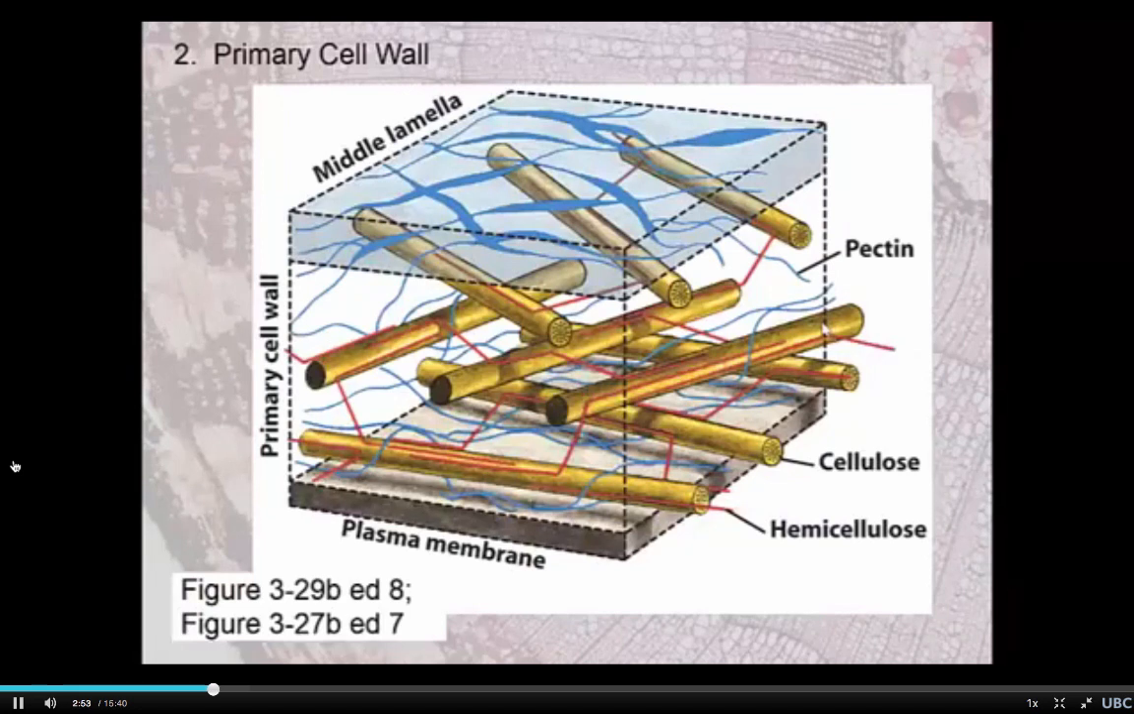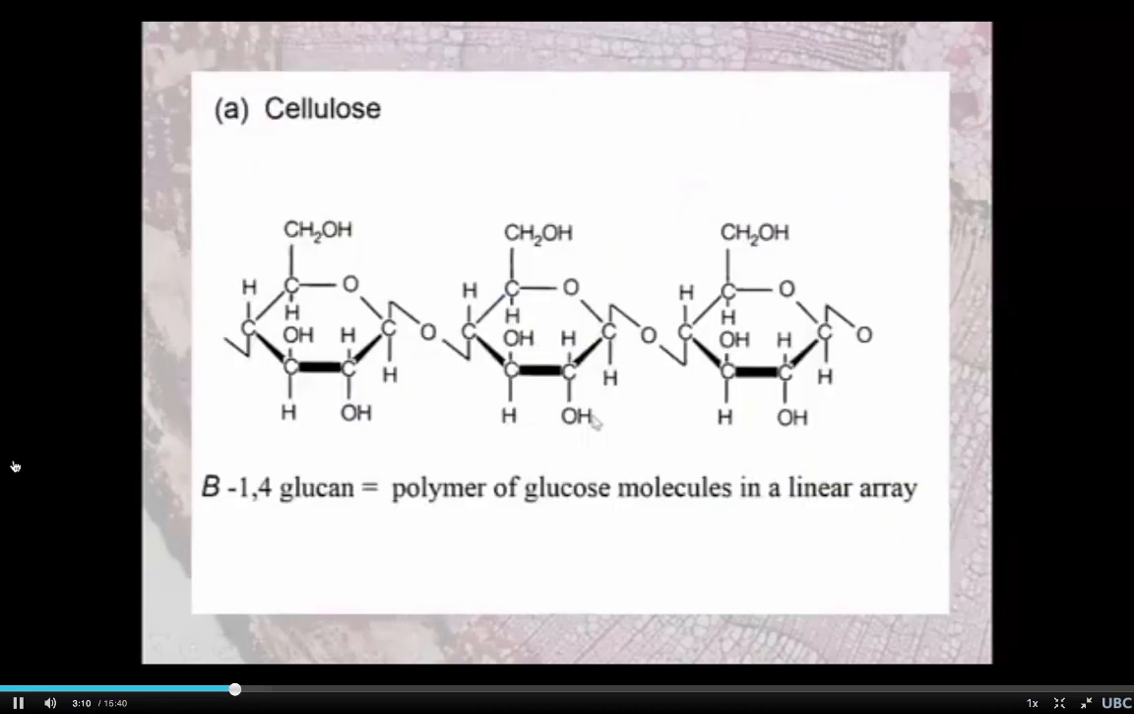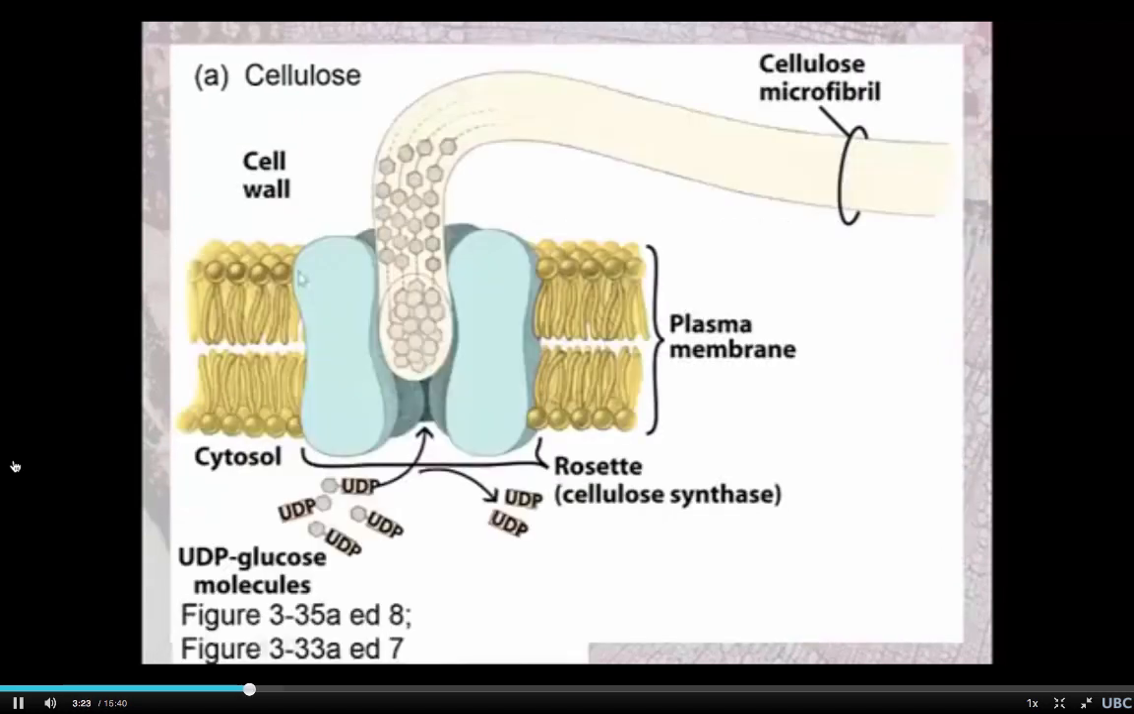Now, the primary cell wall, which we'll find externally to the plasma membrane and internally to the middle lamella, is made up of a bunch of different components, including cellulose. That's the major one that we're all really familiar with, so we're going to talk about that one first. It's a polymer of glucose molecules in a linear array. When we think of cellulose, it's not just these polymers, but a collection of the polymers all together to make one cellulose microfibril.